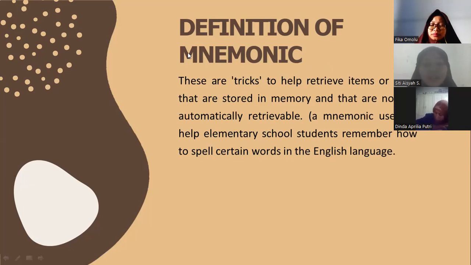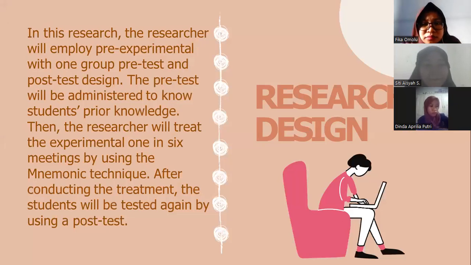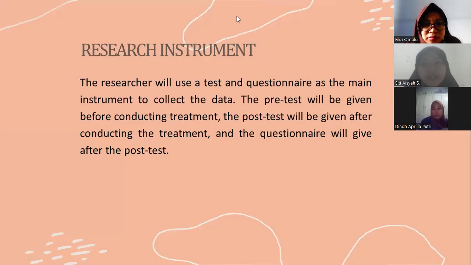So mnemonic is tricks to help retrieve items or rules that are stored in memory and that are not yet automatically retrievable. So this is the definition. Then in the next slide there is the research design. And this is the example that can be taken from the proposal. Then after the research design there is the research instrument, and this is the example. Research instrument is the tool used to carry out the research.